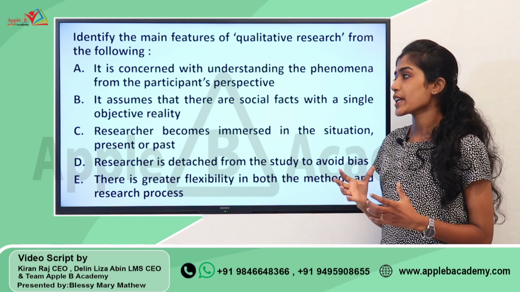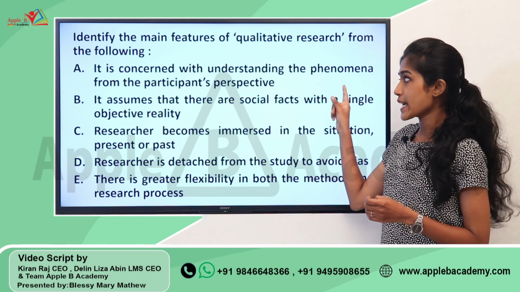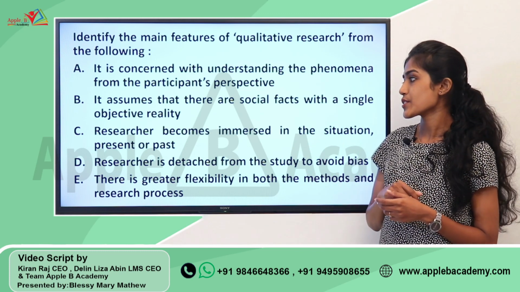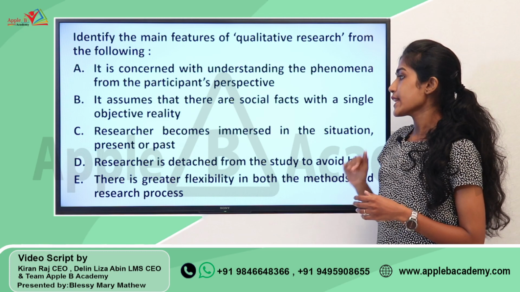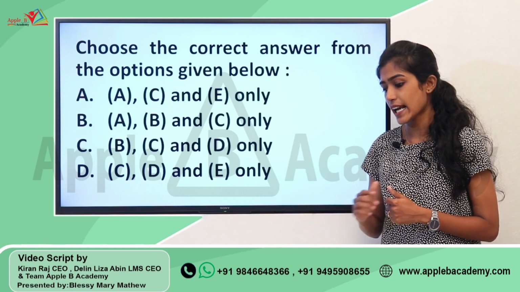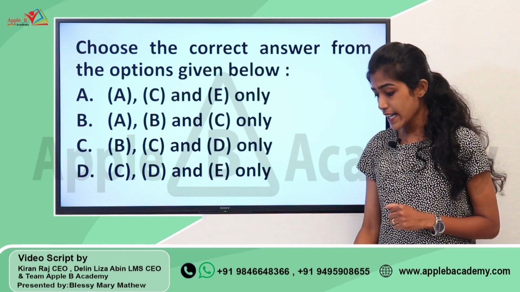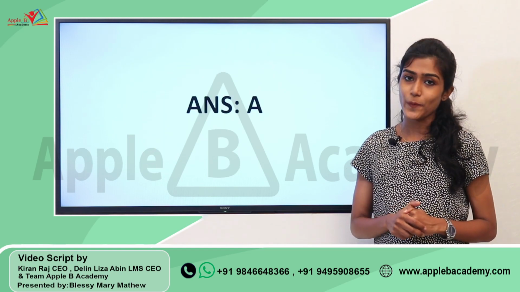So what are the options you can pick out from the options given here? Option A is associated with qualitative research. We have already explained it. Then you have option C and also option E. So A, C, E is the right answer for this question. A, C and E only is option A. So the right answer for this question is obviously option A.